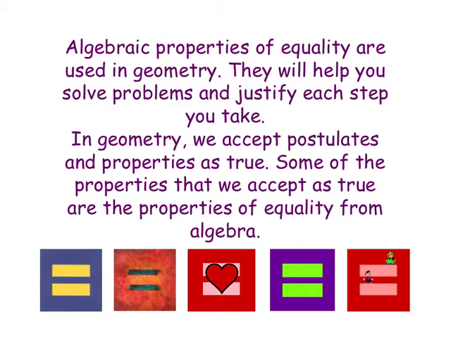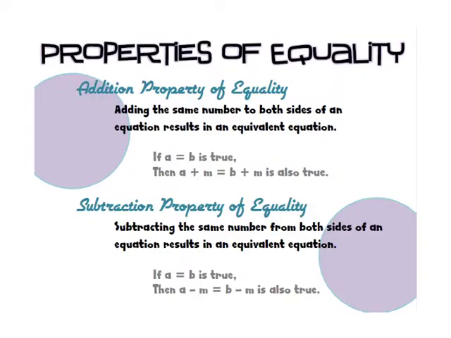In geometry, we accept postulates and properties as true. Some of the properties that we accept as true are the properties of equality from algebra. The addition property of equality is if I add the same number to both sides of an equation, it will result in an equivalent equation. So if I start with a equals b, and I add m to this side, I must also add m to this side, keeping a plus m equal to b plus m.